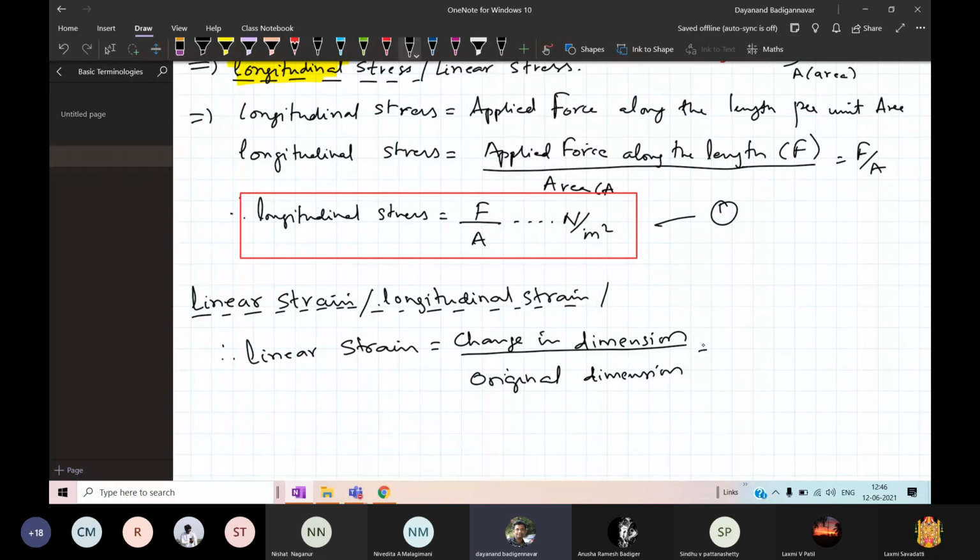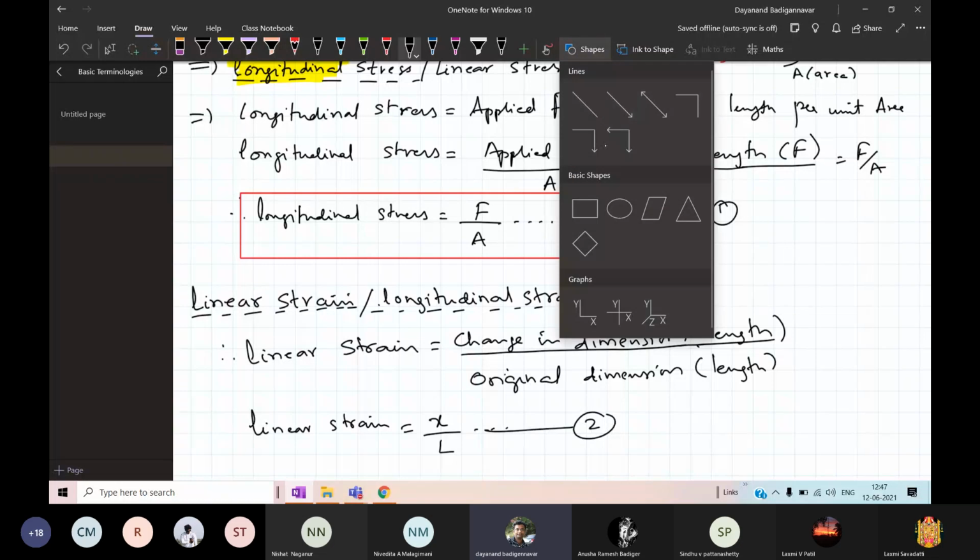Okay, the change in dimension is the thing, but the length. The dimension that has been changed is x. So I have to write here the change in length to the original length. So this is the original length. Therefore, linear strain is given by change in length, which is x, over the original length, which is L. This is equation number 2, which gives you the linear strain.